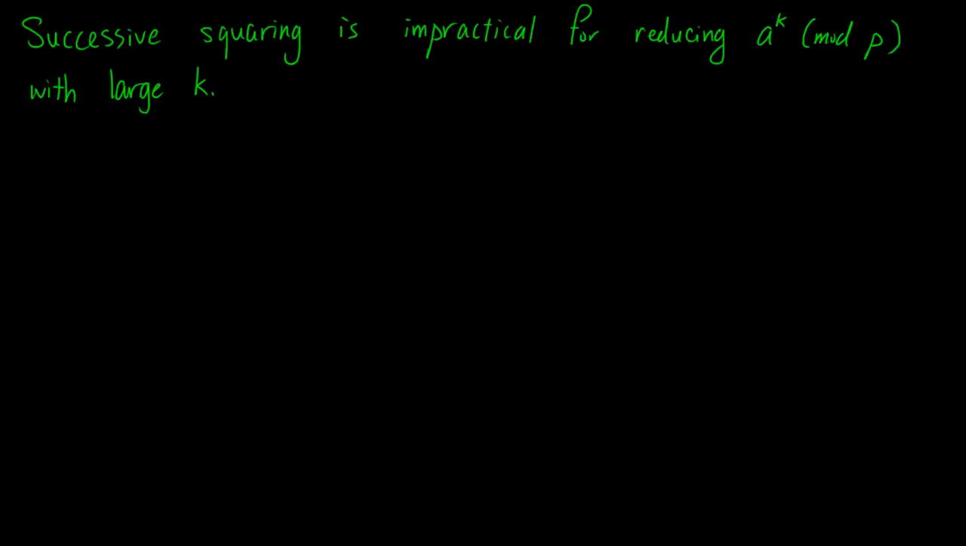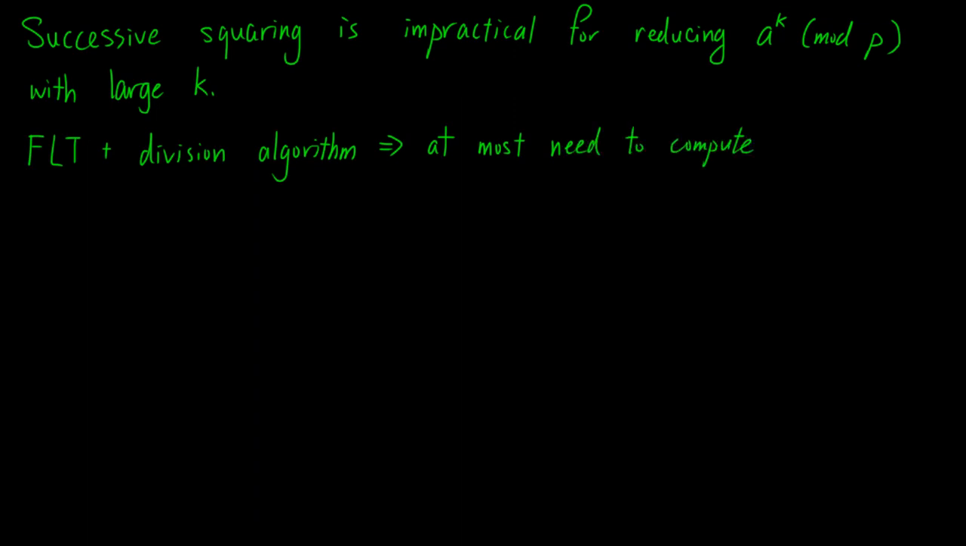More specifically, successive squaring is impractical for reducing a to the k mod p when k is large. However, using Fermat's little theorem and the division algorithm, every power of a to the p minus 1 goes to 1, so the largest power that we need to compute is at most p minus 2. Let's look at one more example.